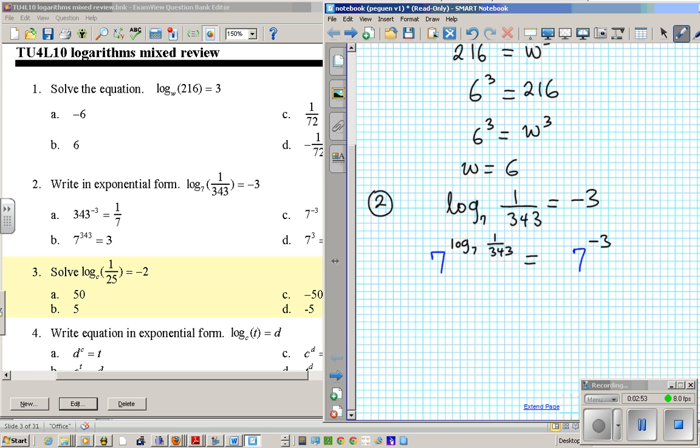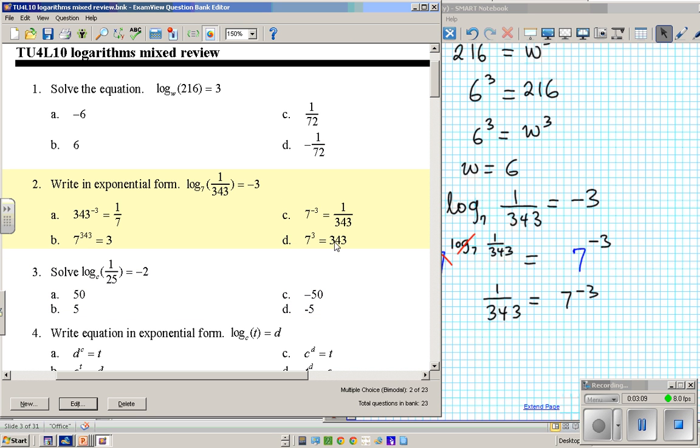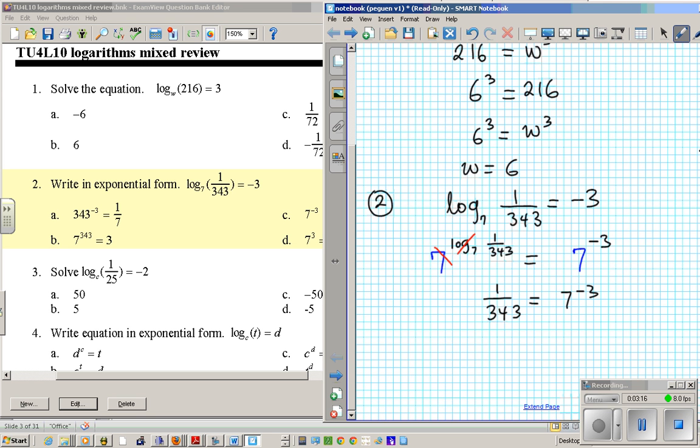Alright? On the left side, the log and the 7 cancel out. So we're going to have 1 over 343 equals 7 to the negative third. Alright? So which answer matches with that? Yeah, option C matches with that. So our answer for number 2 is C.